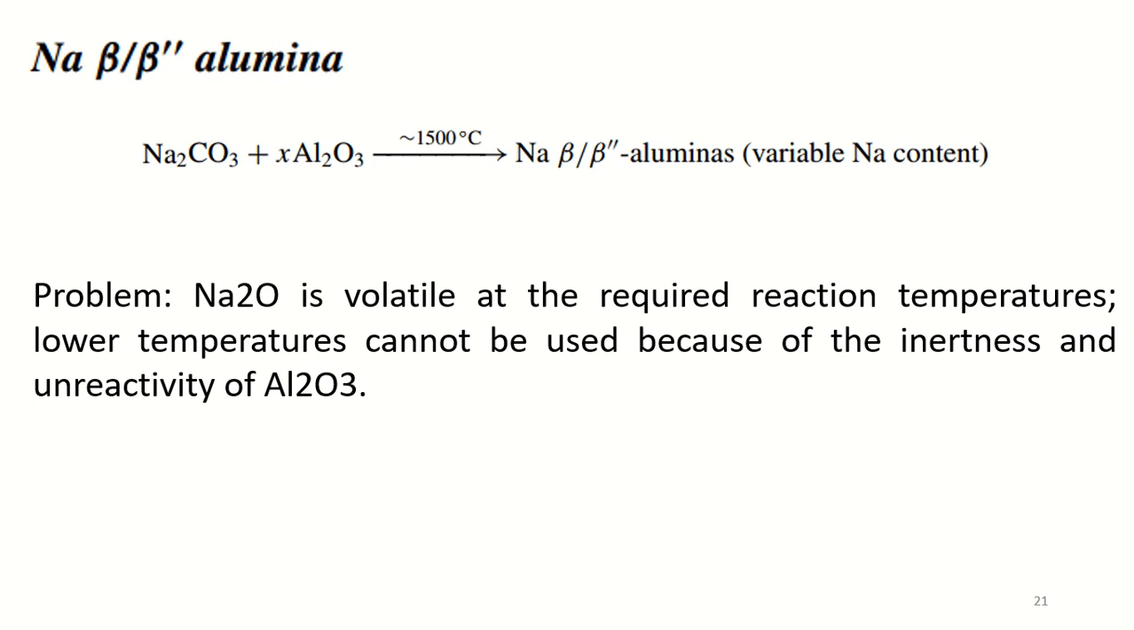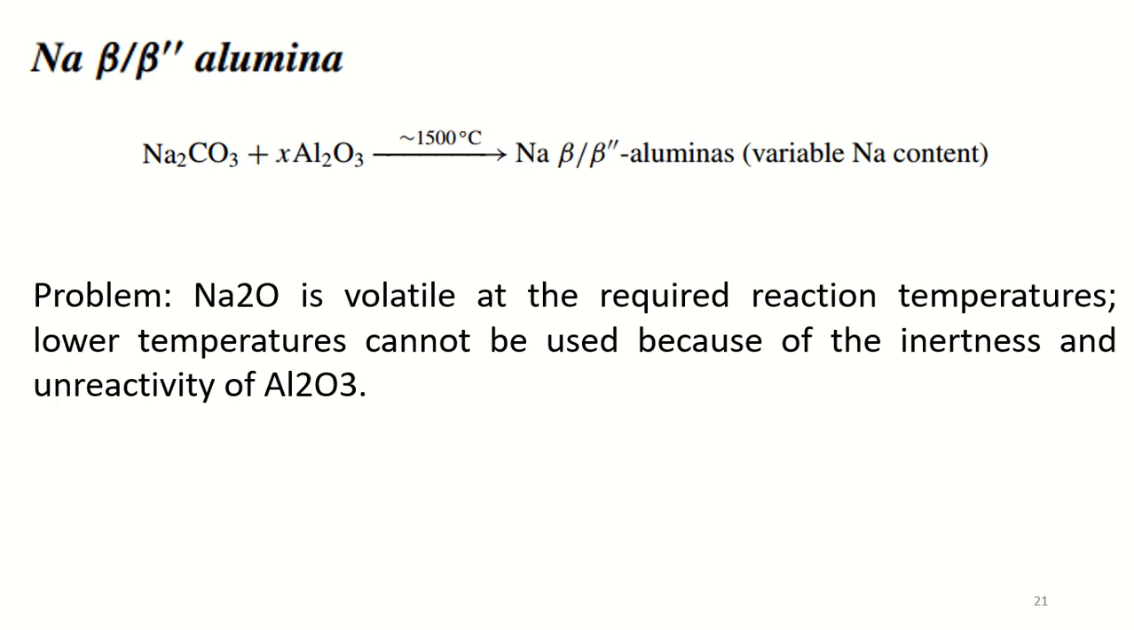The next example is sodium beta-beta double dash alumina. This is actually the classic sodium ion conducting solid electrolyte. In reality, there are two sodium aluminate phases whose formulas are written ideally as NaAl11O17, which is the beta form, and NaAl5O8, which is beta double dash.